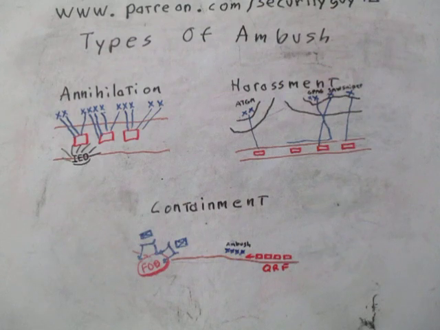So you can combine the annihilation with the containment. Harassment, not so much, because the enemy is expected they're going to get through the harassment ambush. Containment, you're trying to keep them in there.